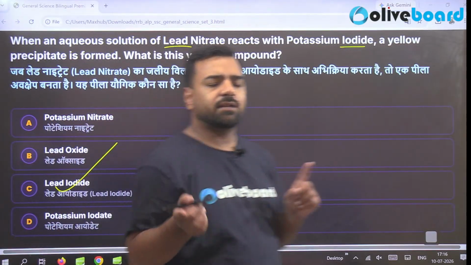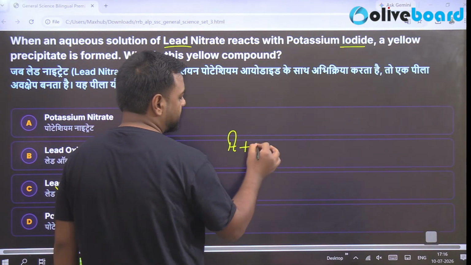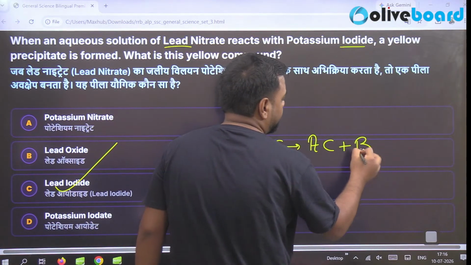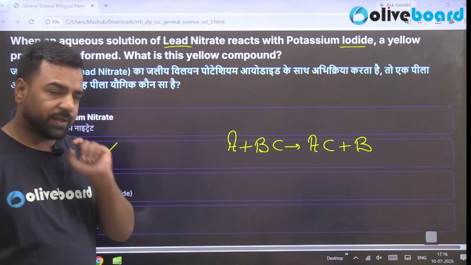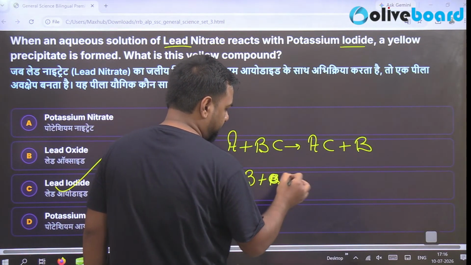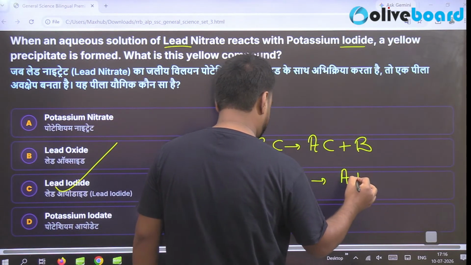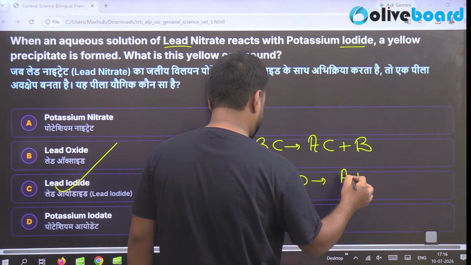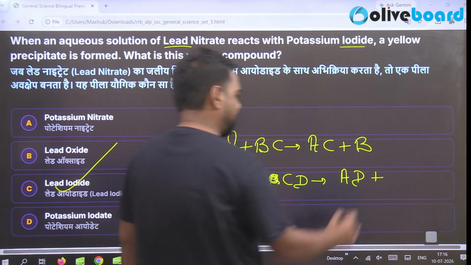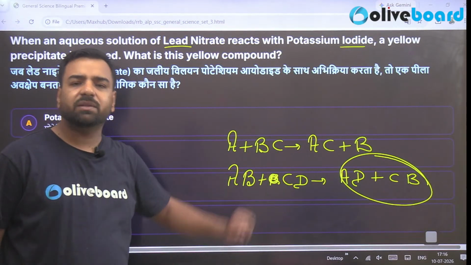So do you know what is a double displacement reaction and what is a displacement reaction? So let's say the reaction was like this, and if this is formed, this is the example of a displacement reaction. Fine, but if this is the reaction in which this is formed, so these are the products and these are reactants, this will be the example of a double displacement reaction.